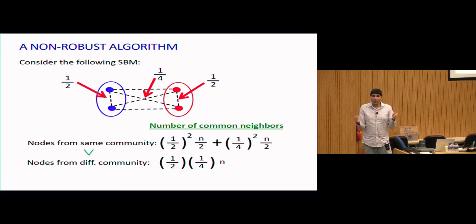All you do is for every pair of nodes, you count the number of common neighbors, the number of nodes which are connected to both of them. If it's above some threshold, you declare that the nodes are in the same community. If it's below it, you declare that they're in different communities. And that works with high probability.